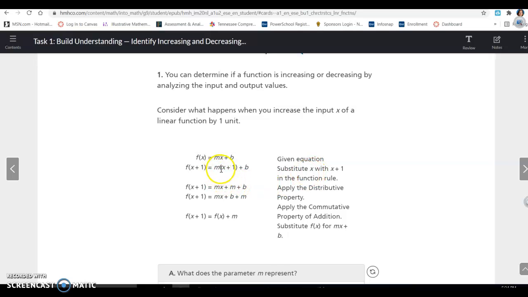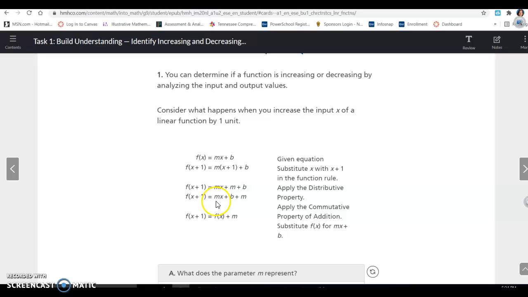Then you're going to distribute. Take the m times x, mx, and m times 1. m times 1 is just m. Then you can use the commutative property to rearrange these values. If I switch m and b, b plus m is the same thing. So all we're doing is rewriting it.